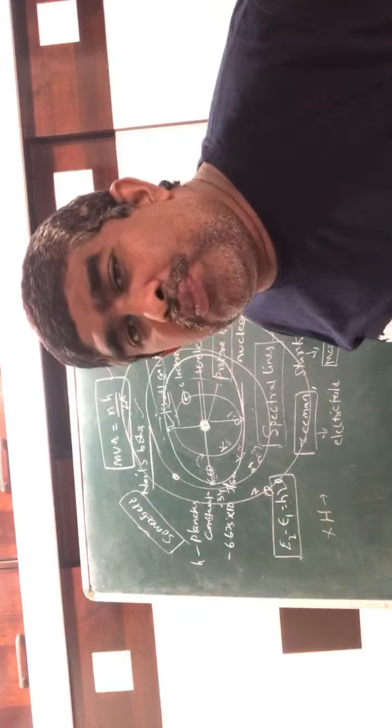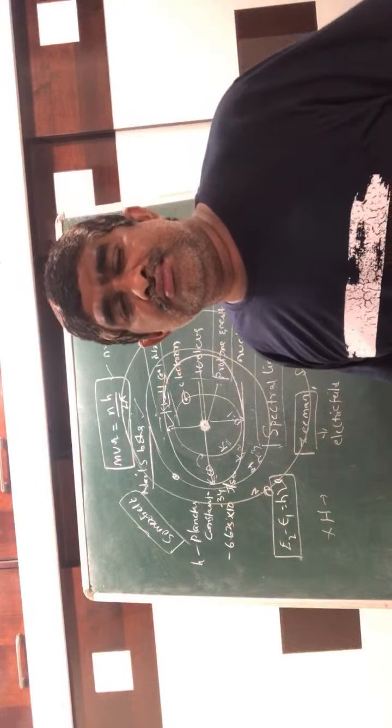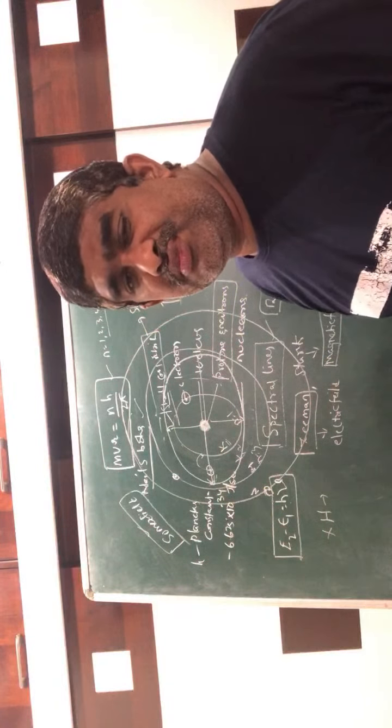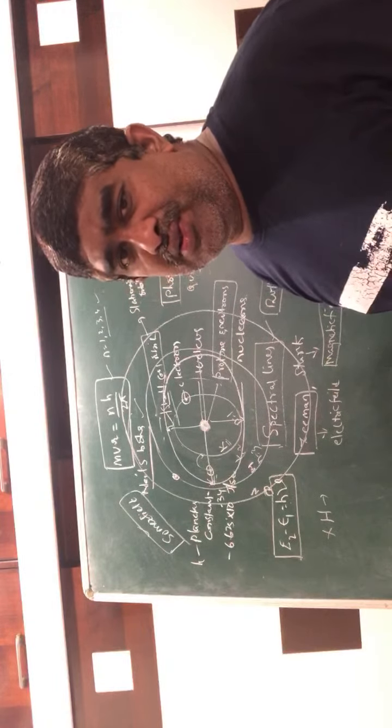Niels Bohr postulates. First point: electrons revolve around the nucleus in circular orbits or shells.